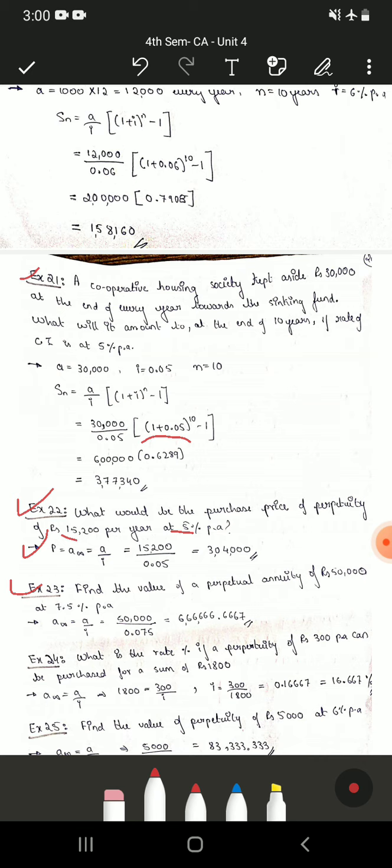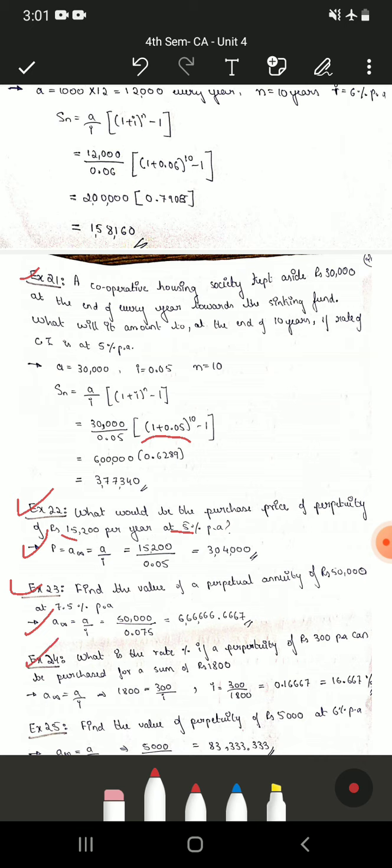The next question is: find the value of a perpetual annuity of rupees 50,000 at 7.5% per annum. Again the formula is A infinity equal to A by i. A is 50,000, i is 0.075. So you get the value of the perpetual annuity to be 6,66,666.667.